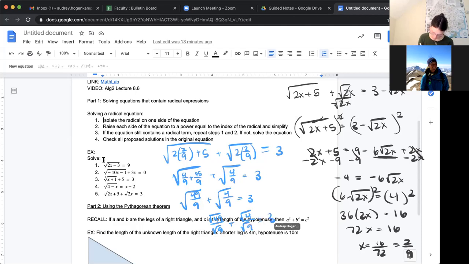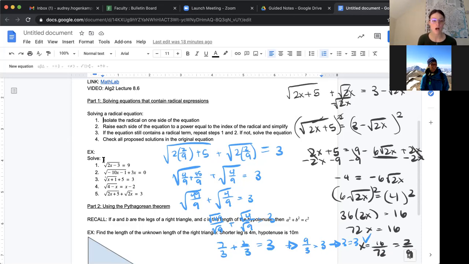Square root of 49 over square root of 9 is 7/3. Square root of 4 plus 2/3 thirds equals 3. 7 plus 2 is 9. So that's going to be 9 thirds equals 3. 9 divided by 3 is 3. So I get 3 equals 3. Checks out, and my solution is correct. So 2/9 would be my answer to this problem.